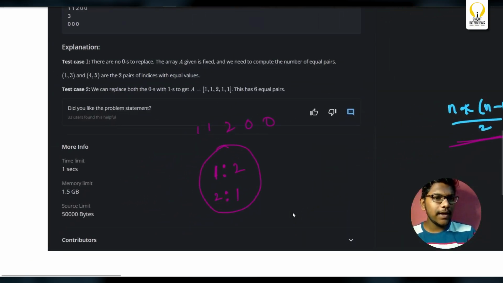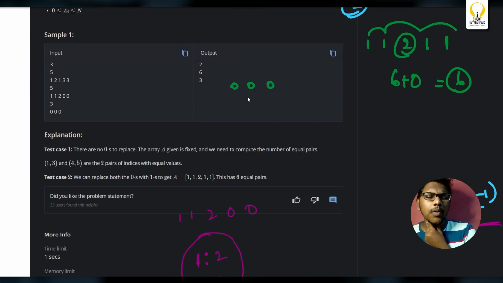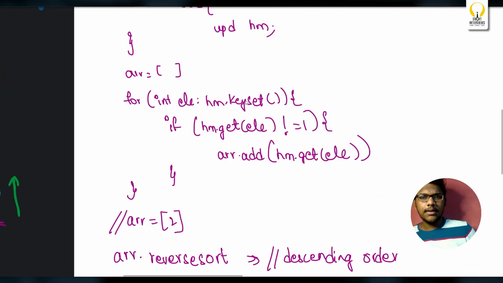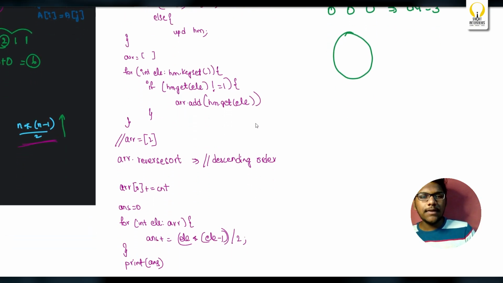The edge case is when you consider the last test case, which is 0, 0, and 0. Now, we'll just simulate the code here. If the elements are 0, 0, 0, the count will be 3 and the hash map will remain empty. Now, as you are doing reverse sort, the array will remain empty, but you are doing array of 0 plus equal to count.